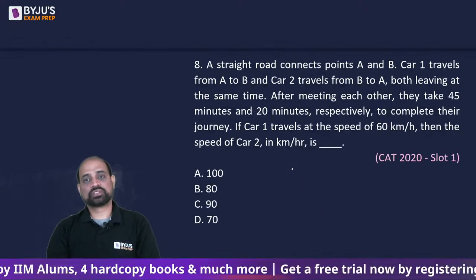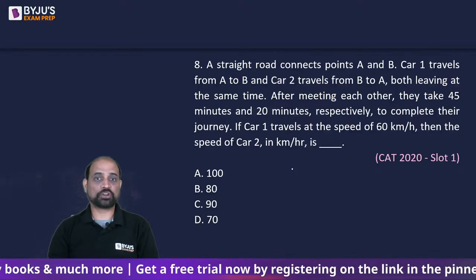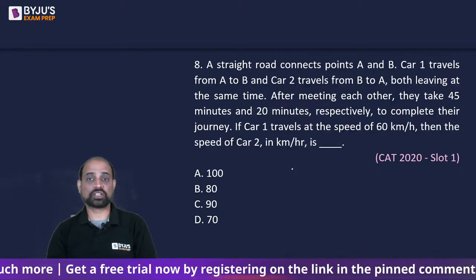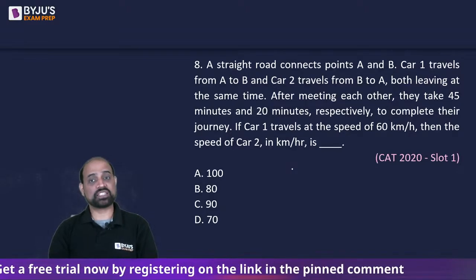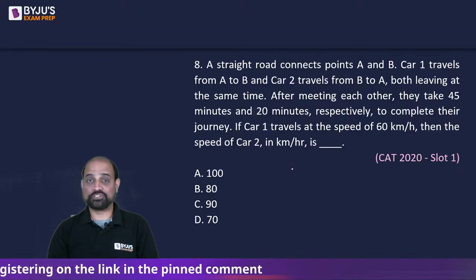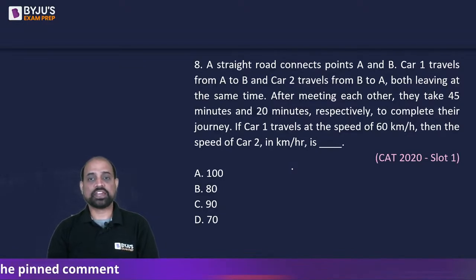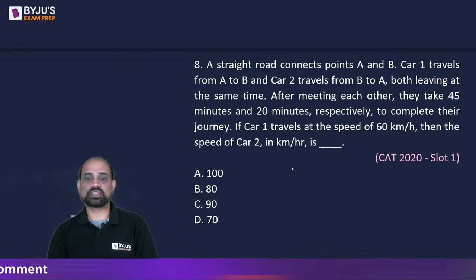Next question. A straight road connects points A and B. Car 1 travels from A to B and car 2 travels from B to A, both leaving at the same time. After meeting each other, they take 45 minutes and 20 minutes respectively to complete their journey. If car 1 travels at the speed of this, then the speed of car 2 is going to be how much?